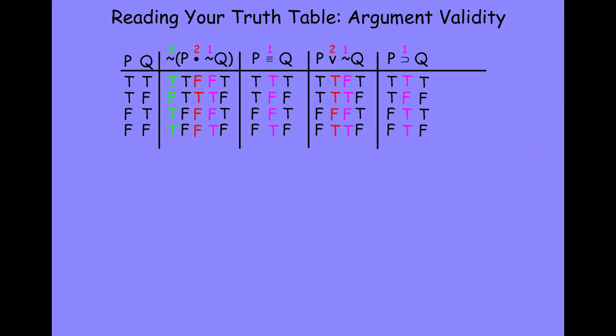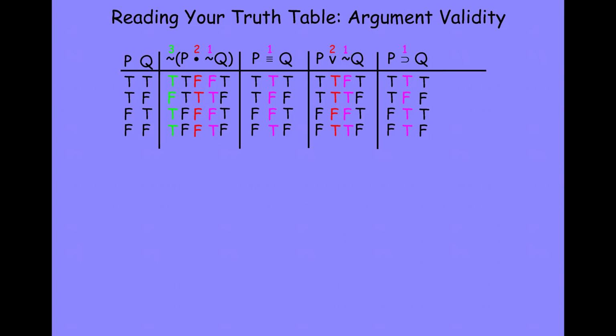The last thing we want to be able to read off a completed truth table is whether or not an argument is valid or invalid. So our definition of validity tells us that if an argument is valid, then it is impossible for all of its premises to be true and its conclusion false. Or conversely, if all the premises are true, it's impossible for the conclusion to be false.